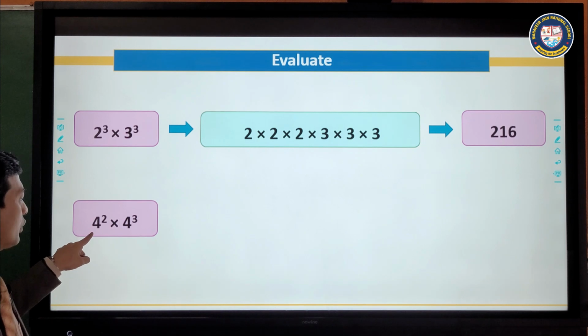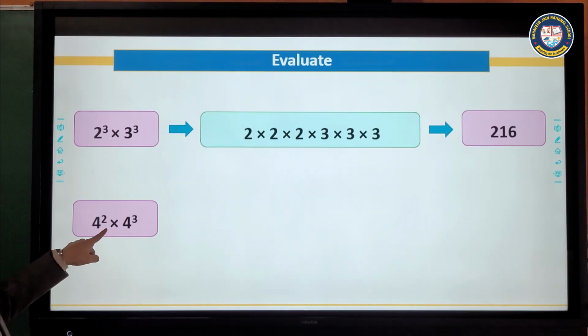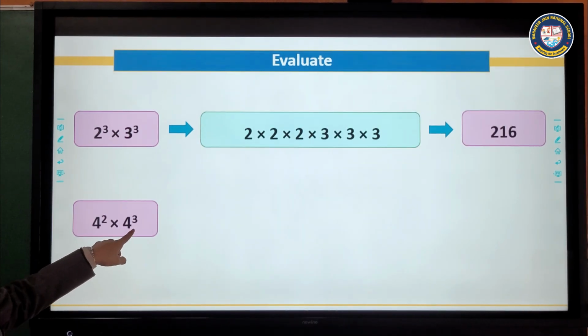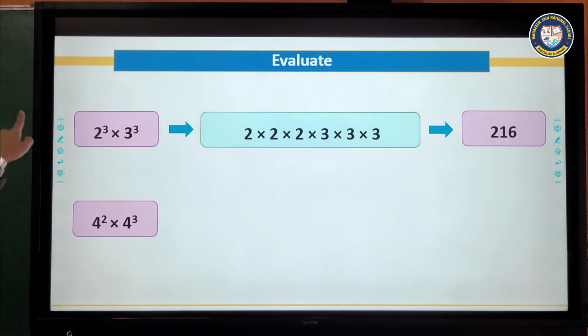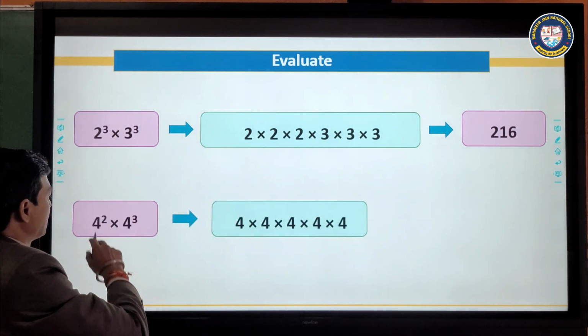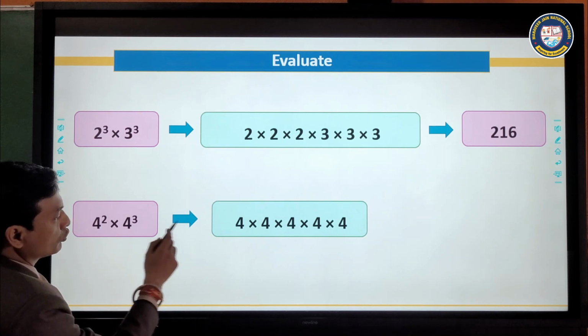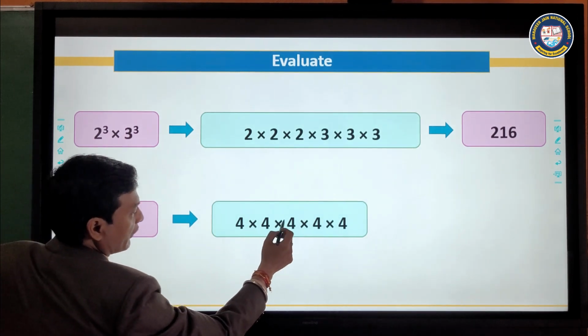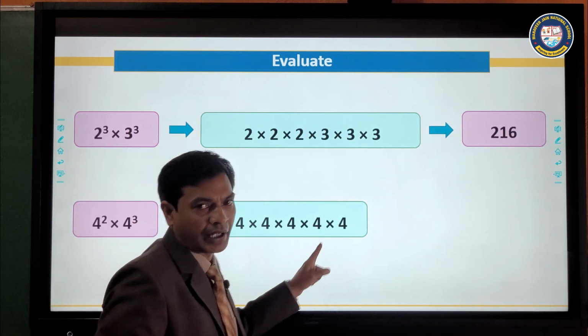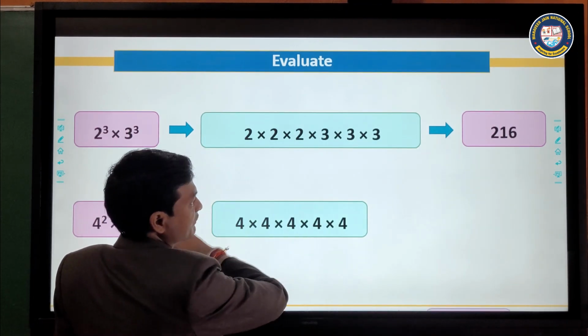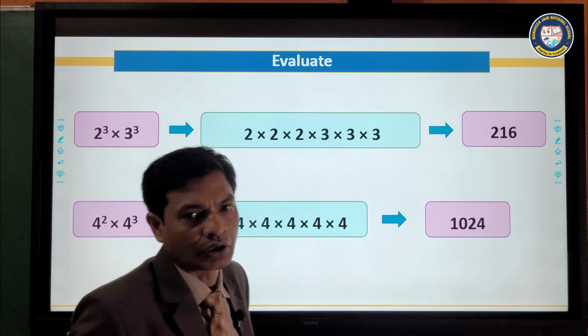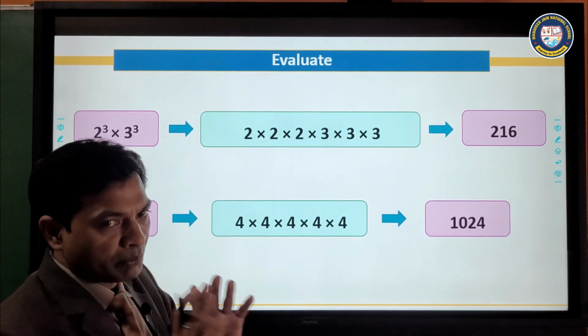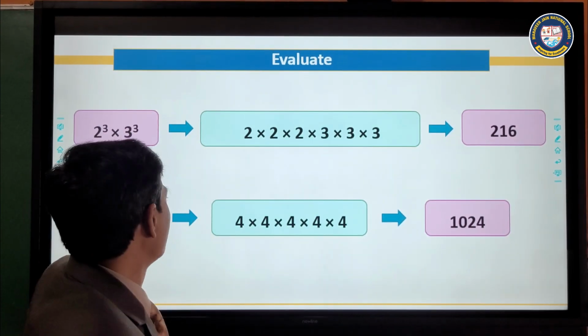Here we have 4 to the power 2 and 4 to the power 3. 4 to the power 2 means 4 multiplied by 4, and 4 to the power 3 means 4 multiplied by 4 multiplied by 4. This gives us the result 1024.